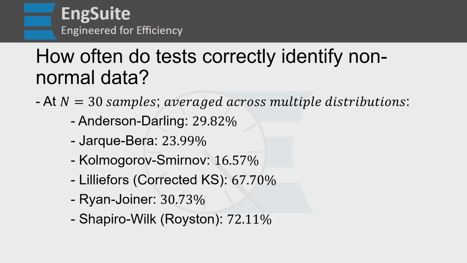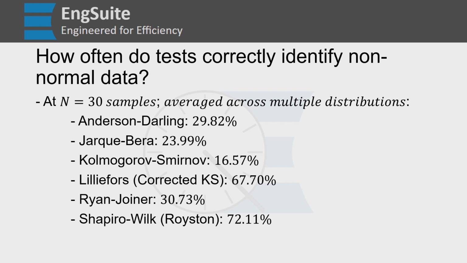So let's take the Anderson-Darling. That's a very common one. Lots of organizations use the Anderson-Darling as their first line of defense. At the standard n equals 30 samples, if you have non-normal data, the Anderson-Darling test only identifies non-normal data 30% of the time. That means 70% of the time it incorrectly accepts failing data as passing. So at 30 samples, the Anderson-Darling is wrong 70% of the time.